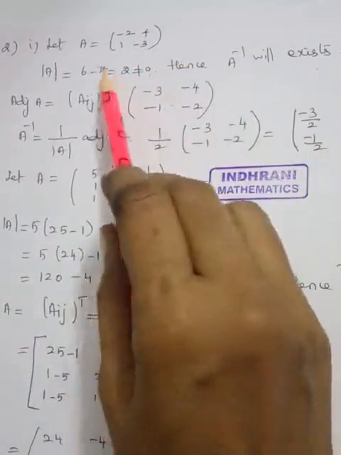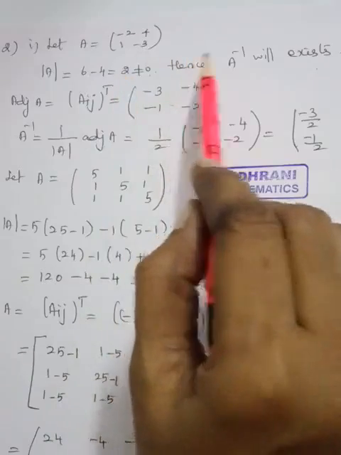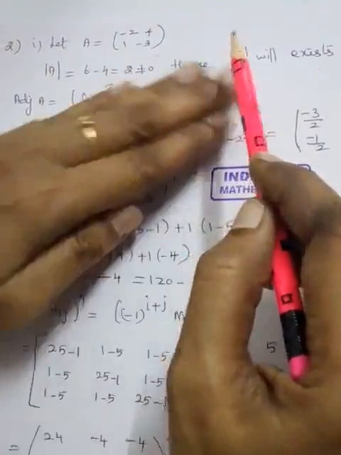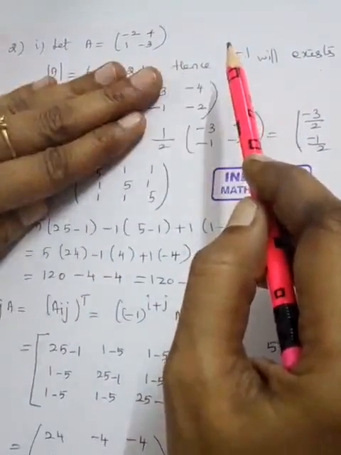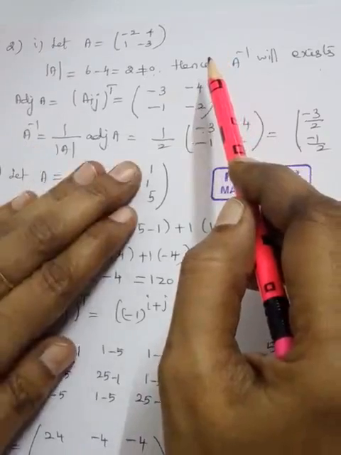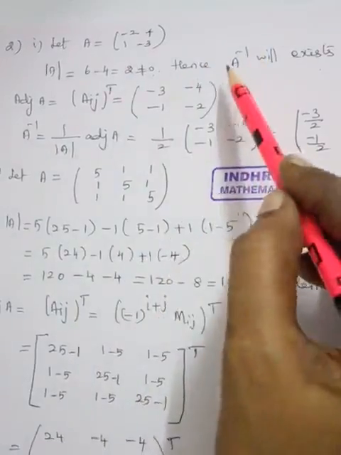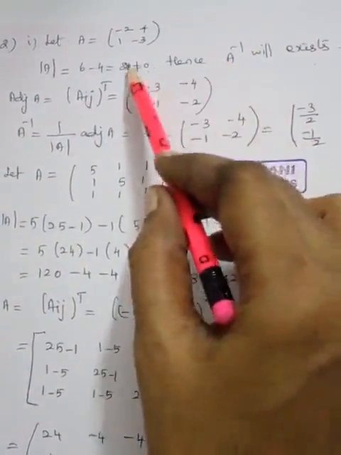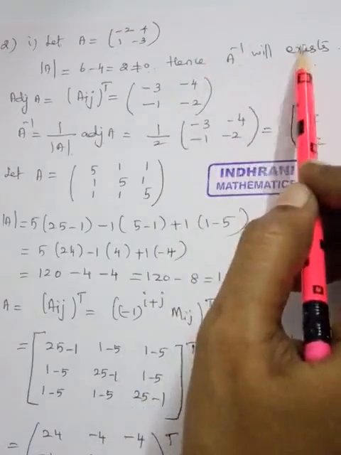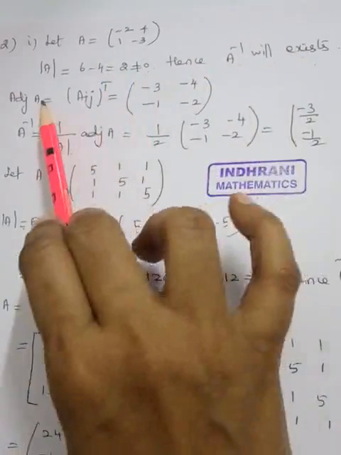That's what I told you. If you are getting determinant A equal to 0, you can conclude hence A inverse does not exist. Then no need to write this part, that is, no need to calculate adjoint A and then formula for A inverse and then substitution. That and all not necessary. Within a line you will get it. So here not equal to 0 is very important. Hence A inverse will exist is also very, very important. So if not equal to 0 only, you can go for adjoint of A.